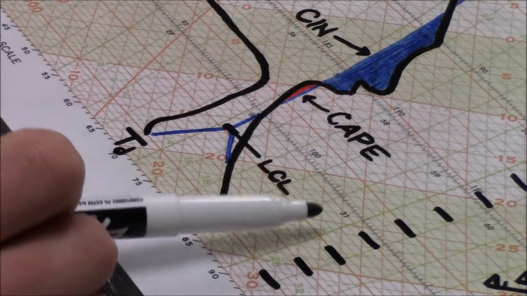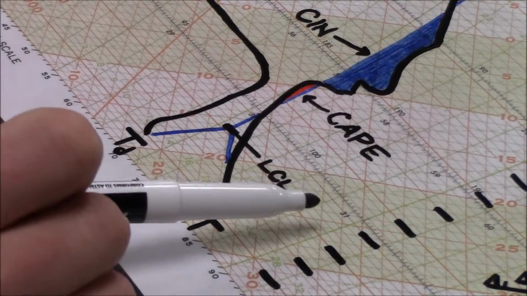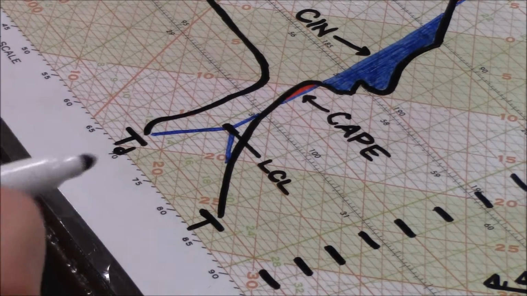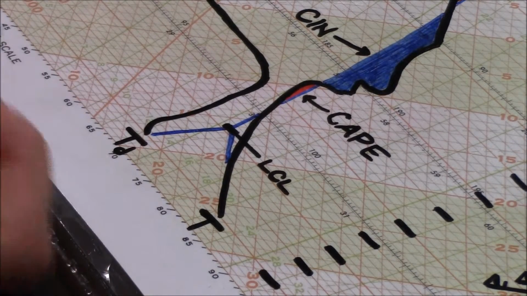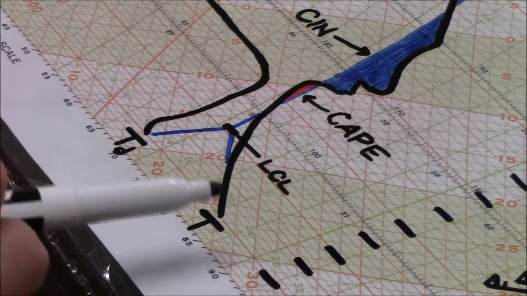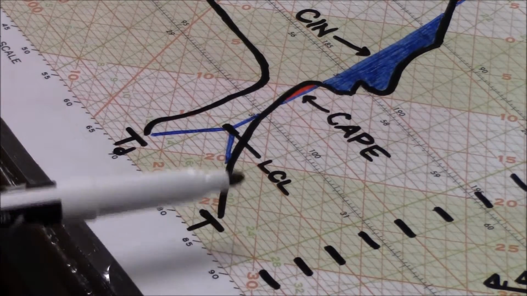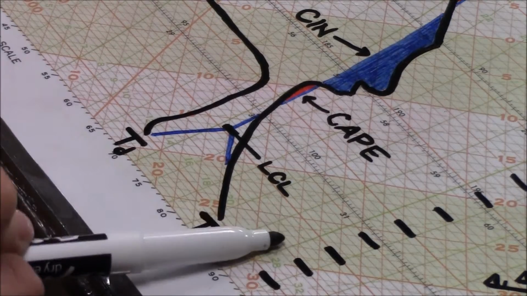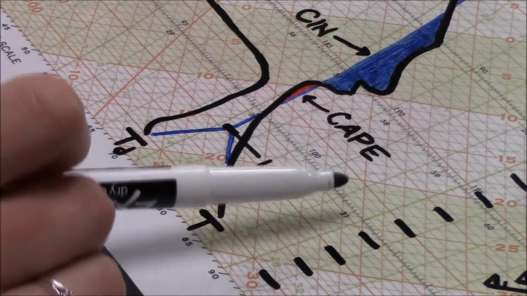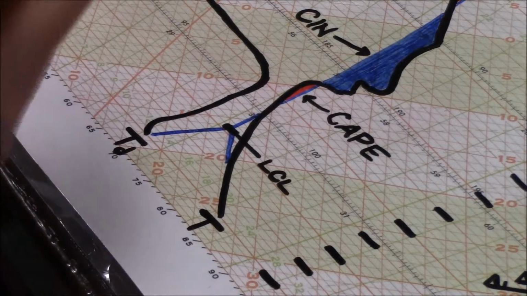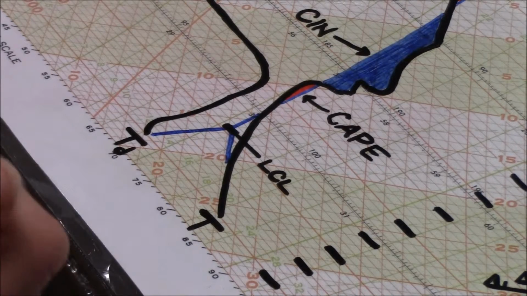These dash marks right here are 50 millibar increments of height in pressure, where pressure is in millibars, or you can also say hectopascals. These are 50 millibars, so this is 1,000, 950, 900, 850, and so on. So the higher you get up, the lower the millibars go.